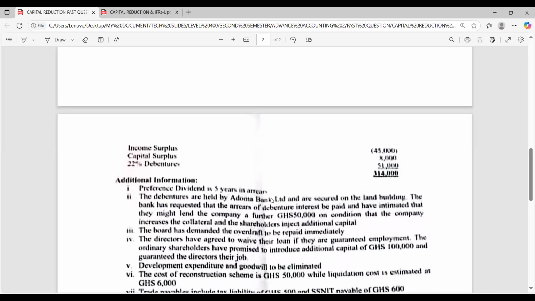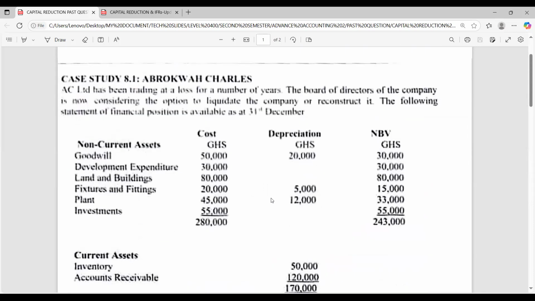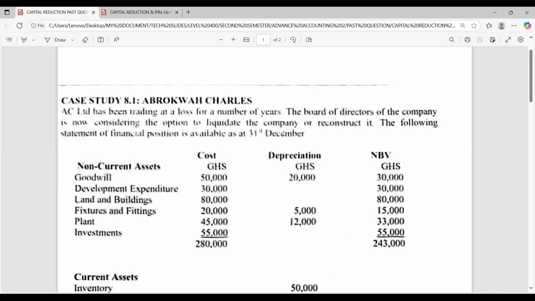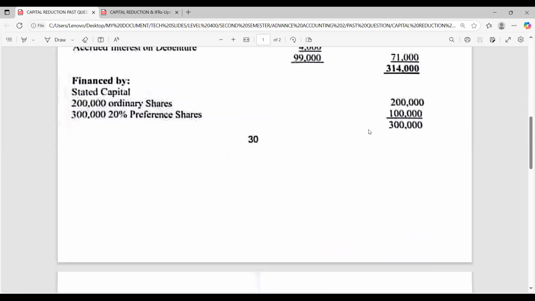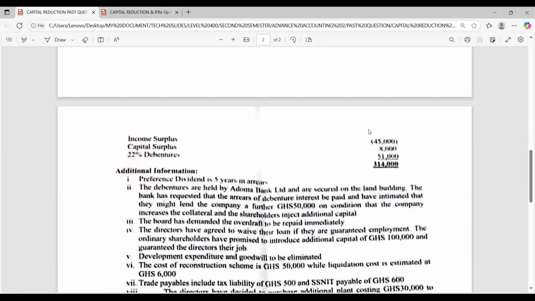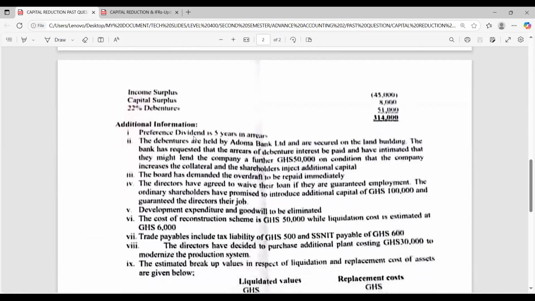Note that the question is saying to liquidate the company or to reconstruct it. So you need to first make out what pertains to the liquidation and what pertains to the reconstruction. So this 50,000 comes in as an inflow, which would increase our cash in bank, because when we decide to reconstruct, we'll receive money through our bank. And this would also increase our capital reduction account profit.